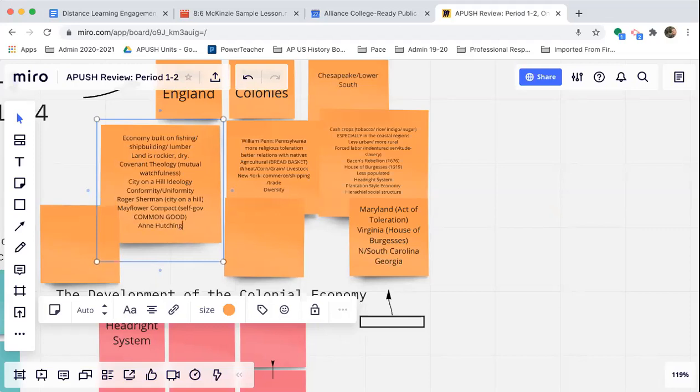And Hutchinson and Roger Williams. It's not even this at all. I got the wrong guy altogether. I'm an idiot right now. Sherman is later when he signs the Declaration of Independence.